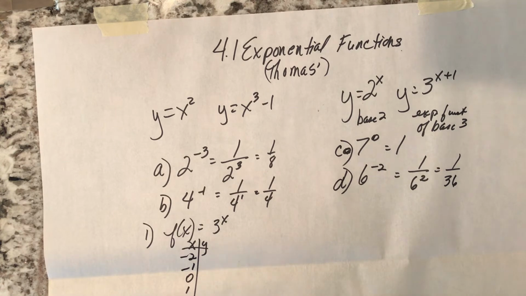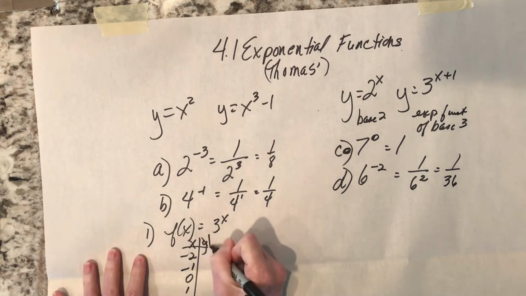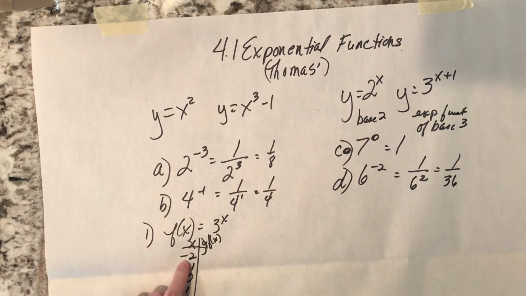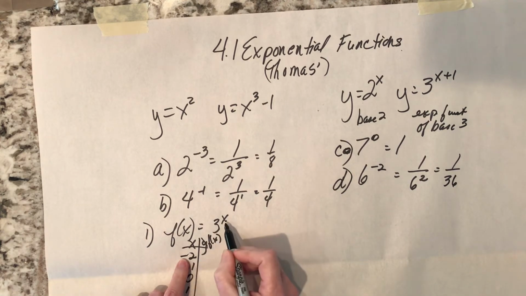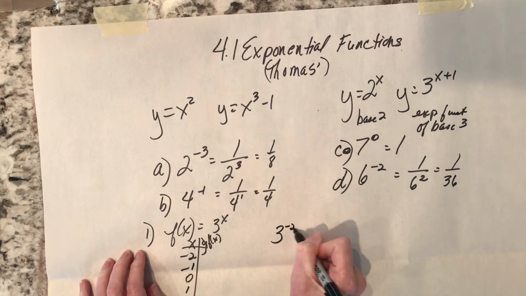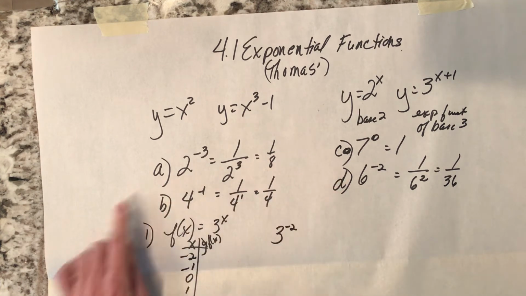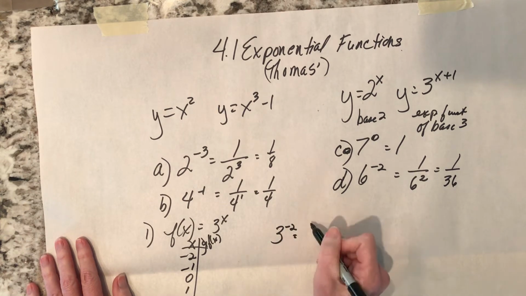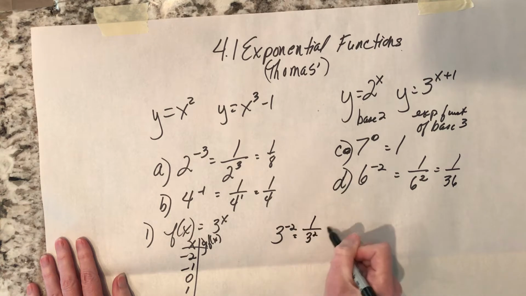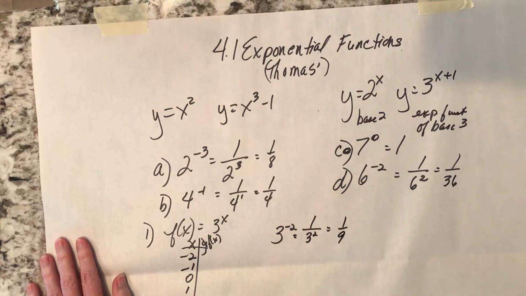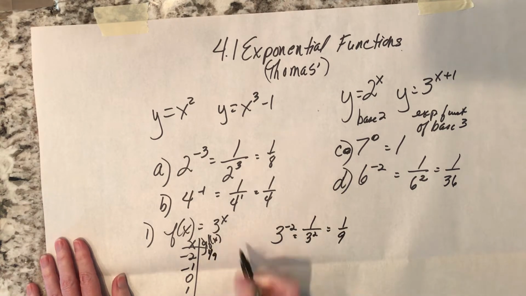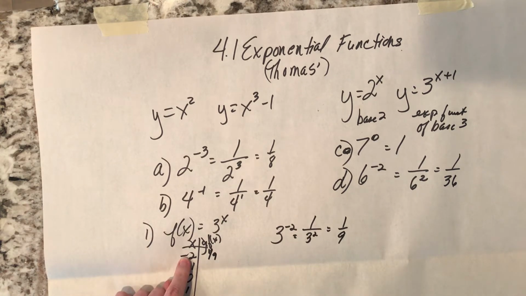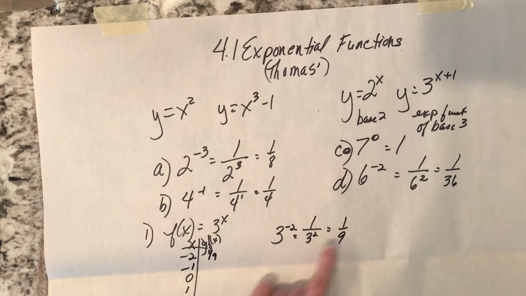I've written y, Thomas has written f of x. They're the same thing. It's not a big deal. It's just an old habit I've got there. So f of x, same thing. So if we plug in a negative 2 into the x, we've got 3 to the negative 2. Just like we were taking care of up here, that negative exponent tells you to move him. So we're going to have 1 over 3 squared, which is 1/9. So when I plug in a negative 2 there, I get 1/9 for y, for my f of x.